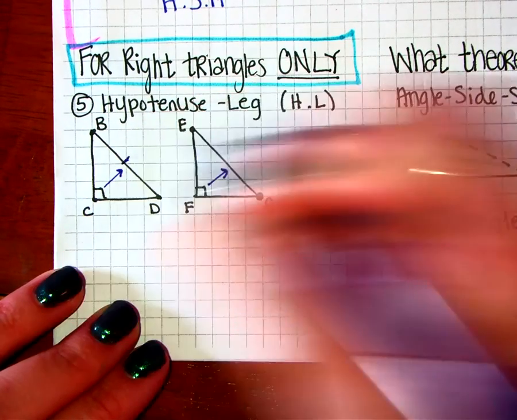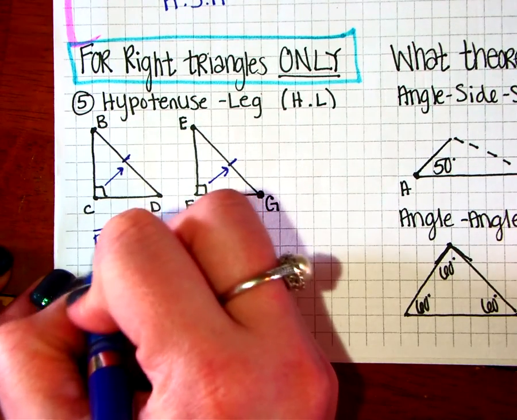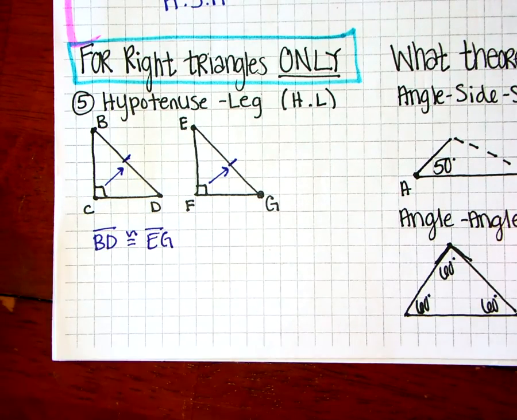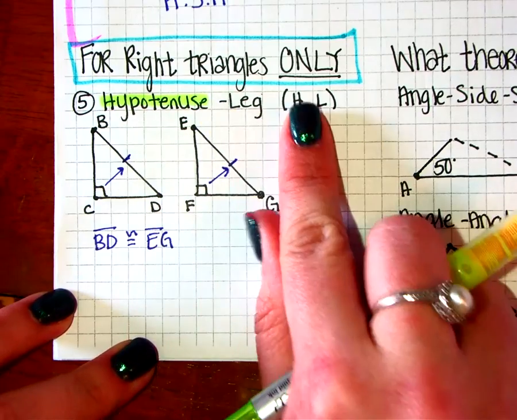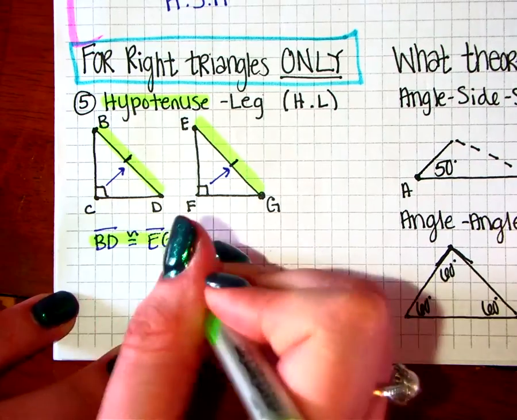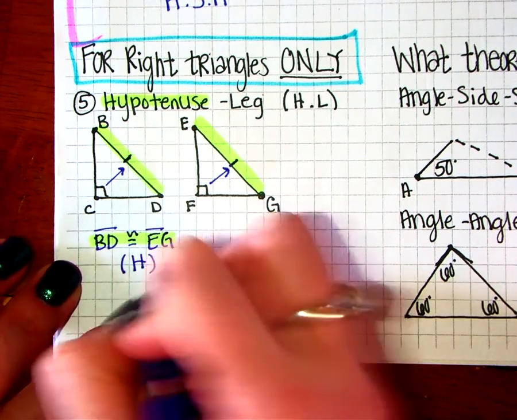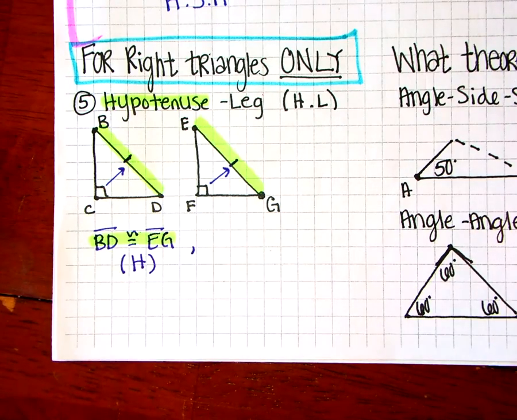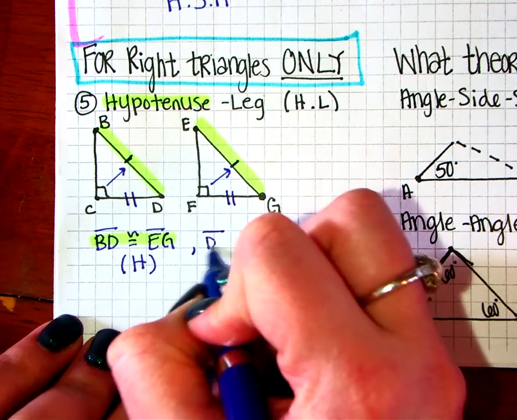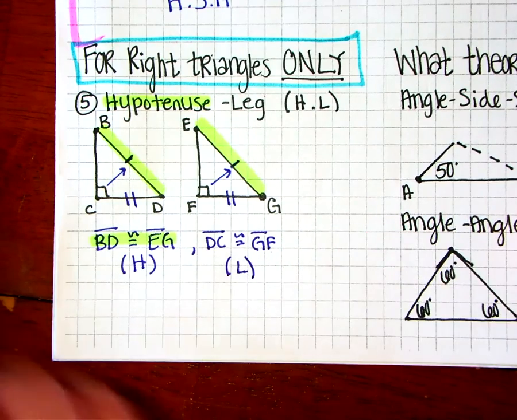So we'll make BD and EG. So segment BD is congruent to segment EG. That represents the hypotenuse portion. This is also referred to as HL. So hypotenuse, that's H. Then it doesn't matter which leg you go to, so I'm going to go ahead and go just to DC. So they get 2. So segment DC is congruent to segment GF, and that is our leg portion.